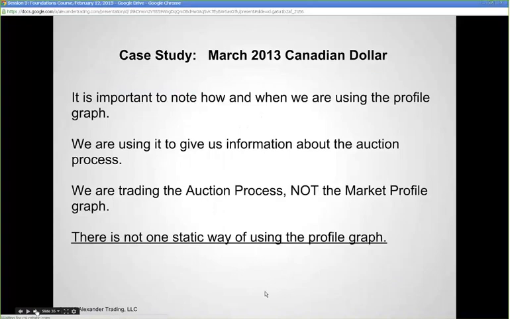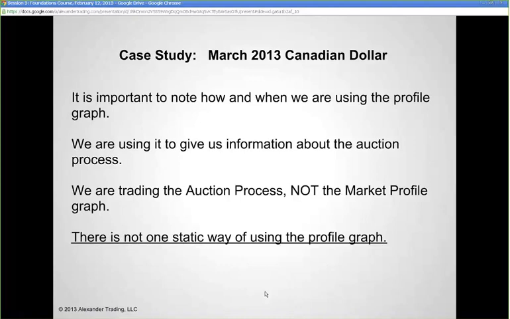So be sure and make note of how we're using and when we use the profile graph. We use it entirely to give us information about the auction process. You're trading an auction process. You're not trading the market profile graph, and this is important.